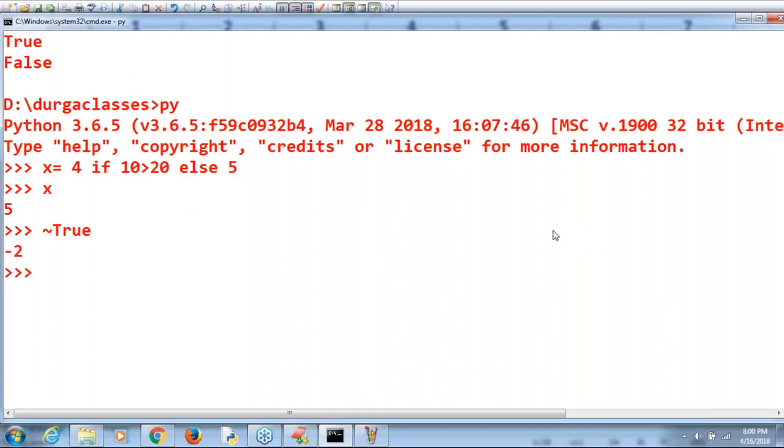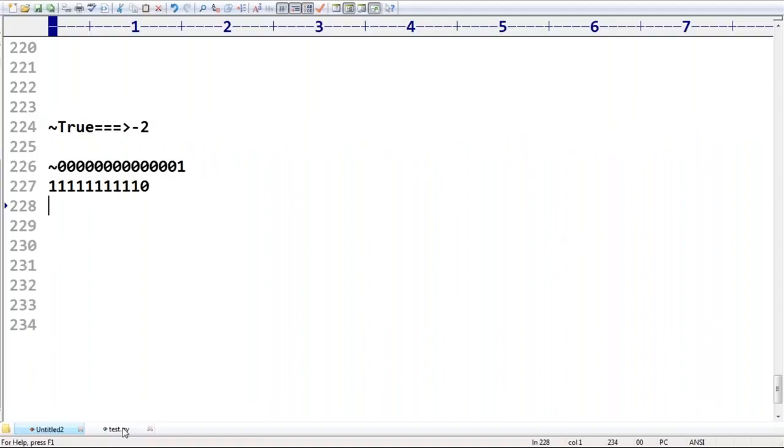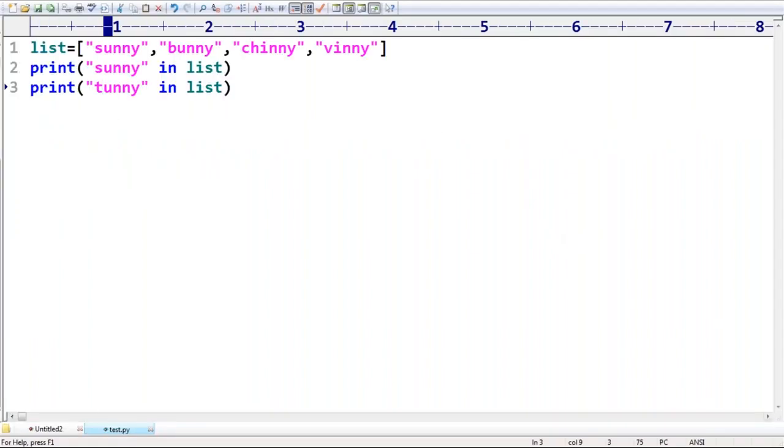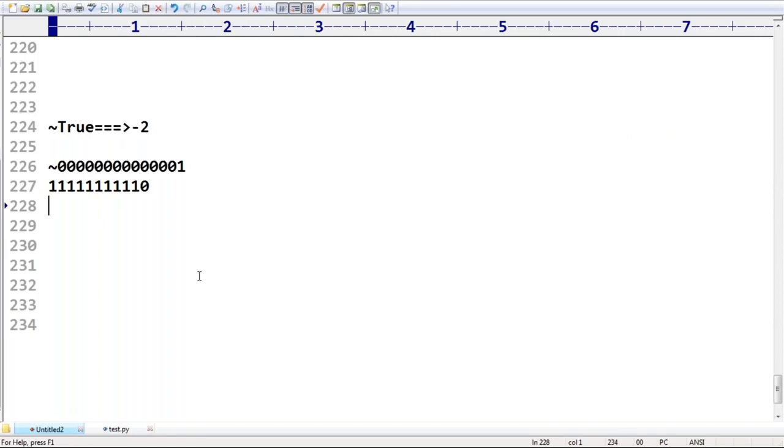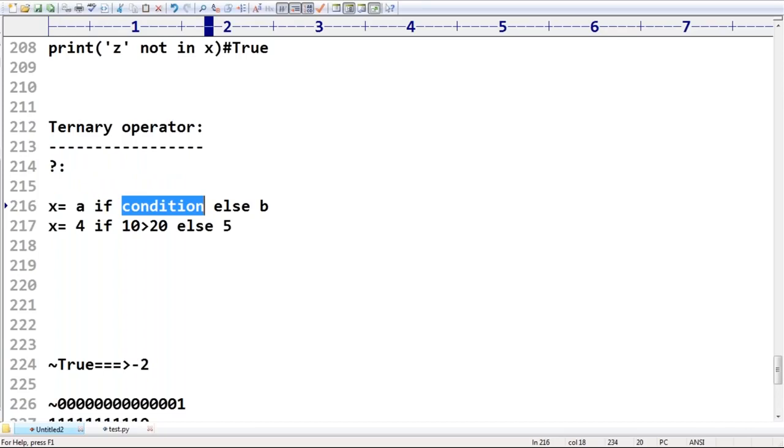That's all. Next, is it necessary to use only a relational operator condition in the ternary operator? No. You can use any operator in the condition, no problem at all, but make sure it returns true or false. Jyotiranjan, it should return true or false. Any operator you can take, no problem at all.